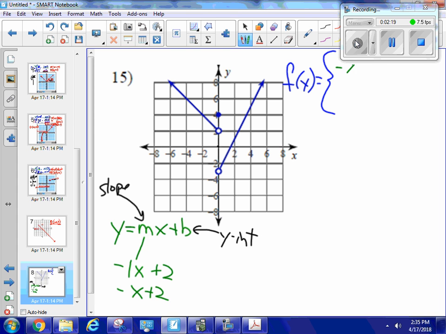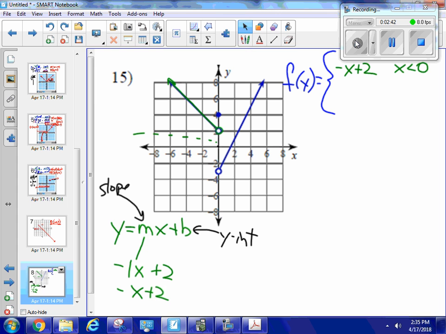So -x plus 2, but I only want it for x's that are less than 0. All these x's here are what I want, but only for where it's less than 0. So for x less than 0, not less than or equal to, because it's an open circle.